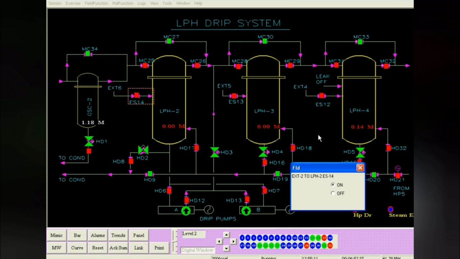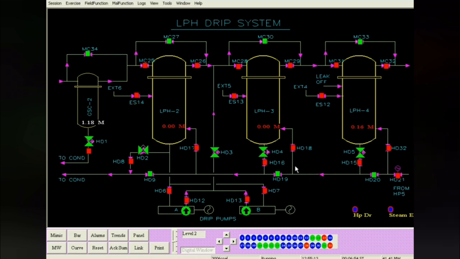You will see that there is a little bit of increase in the levels because you have opened the extraction valves, so there will be an increase in the heater levels.